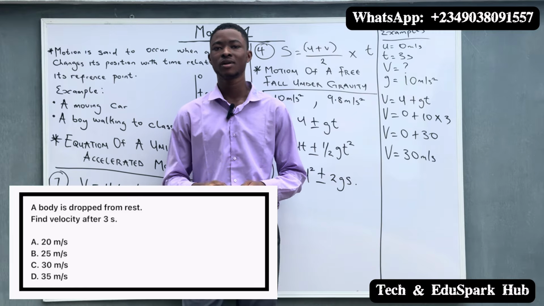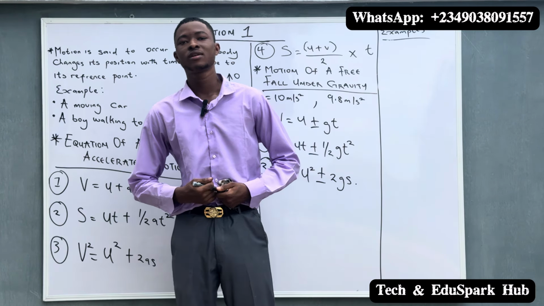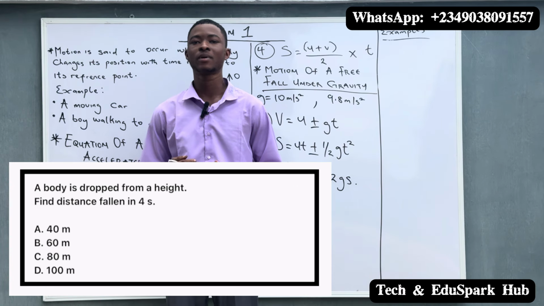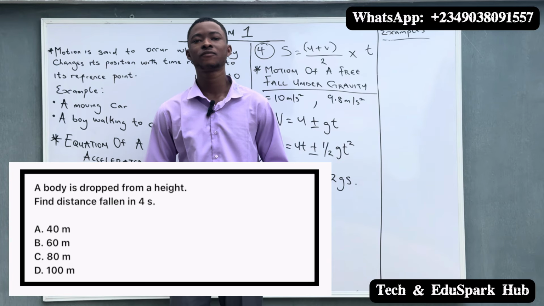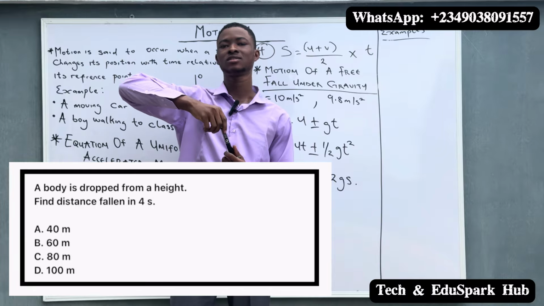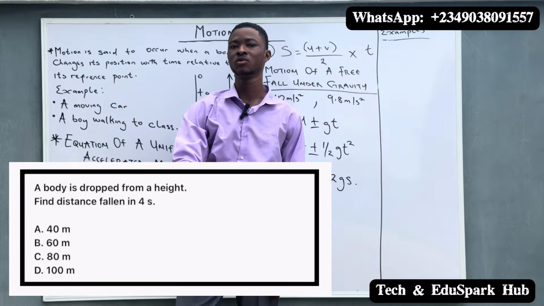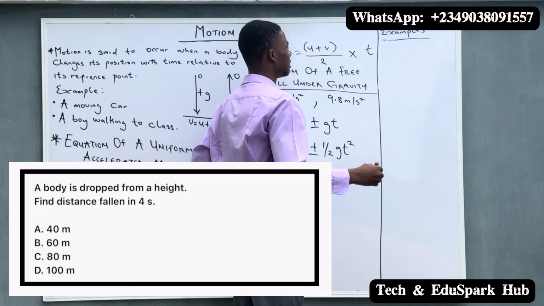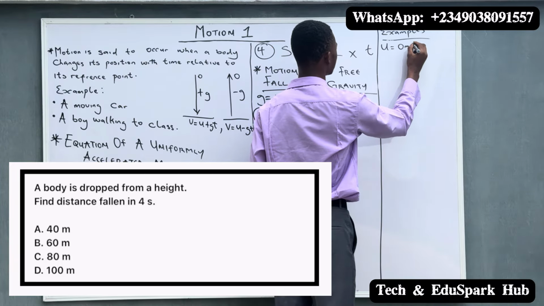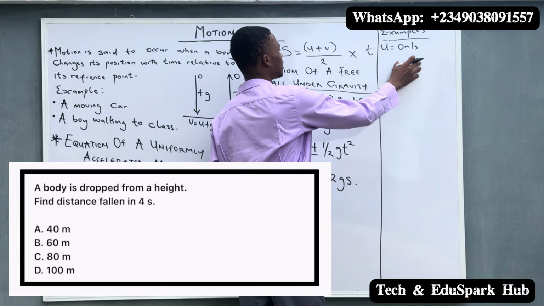So let's look at another example still under the motion of a free fall. Moving to the second example, as displayed on the screen, the question says a body is dropped from a height. Find the distance fallen in 4 seconds. In this kind of question, the body is dropped from a height, just like I dropped this marker, so it will be plus because there will be the influence of gravity on this body. The u will be equal to 0 meter per second because the body will be at rest before it is dropped.